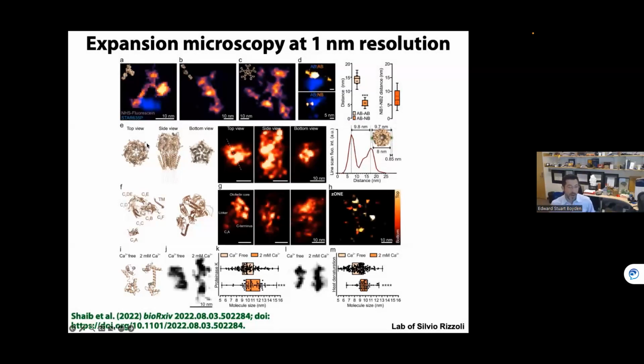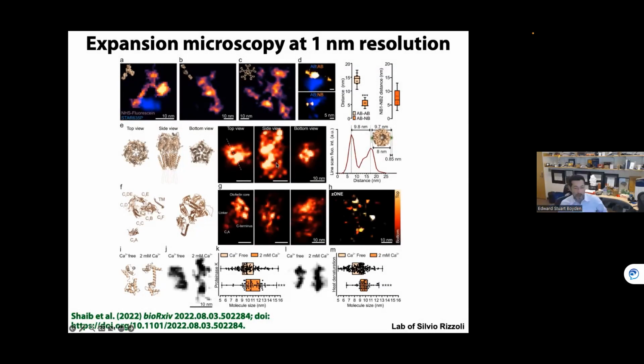In fact, they are now able to expand individual proteins. So these are examples in panel E, where this is the cryo-EM ground truth of the GABA receptor, an important protein in brain science. On the right, where my mouse is pointing, they expanded these proteins and then imaged them on a confocal microscope.